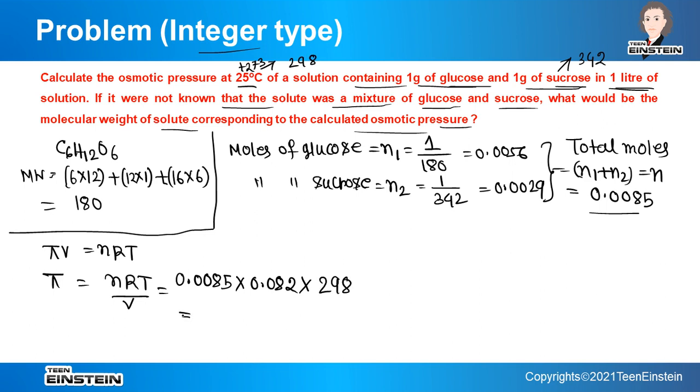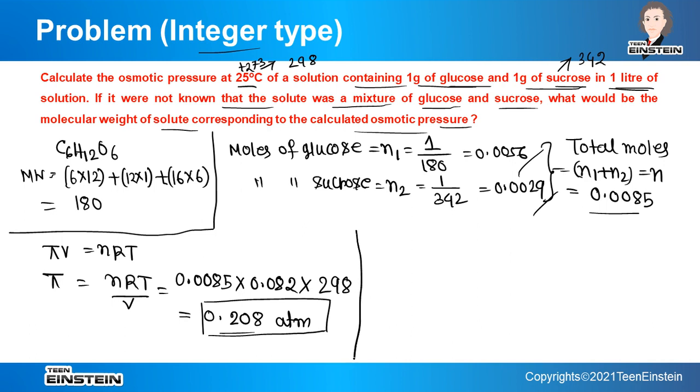So this is 0.208 atmosphere. The values may change depending on how many digits you take after the decimal. It may be 207 or 208, but more or less it will be the same answer. Okay, so now we know the pi value, that is the osmotic pressure, by adding the number of moles individually for glucose and sucrose.